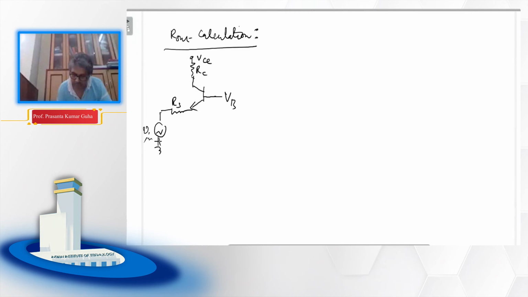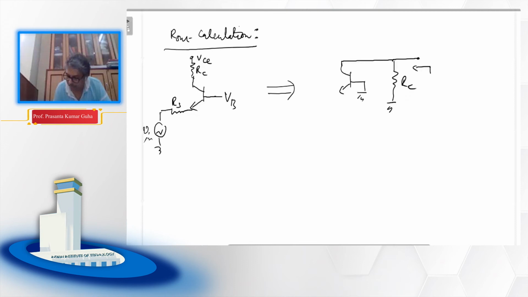Now if we want to find out the Rout, let me redraw the circuit once more. This is AC grounded, this is also AC grounded, so we can have RC here. Okay, you can put your test voltage, Vx and Ix, and find out Vx over Ix, right? And so this is your RS here.